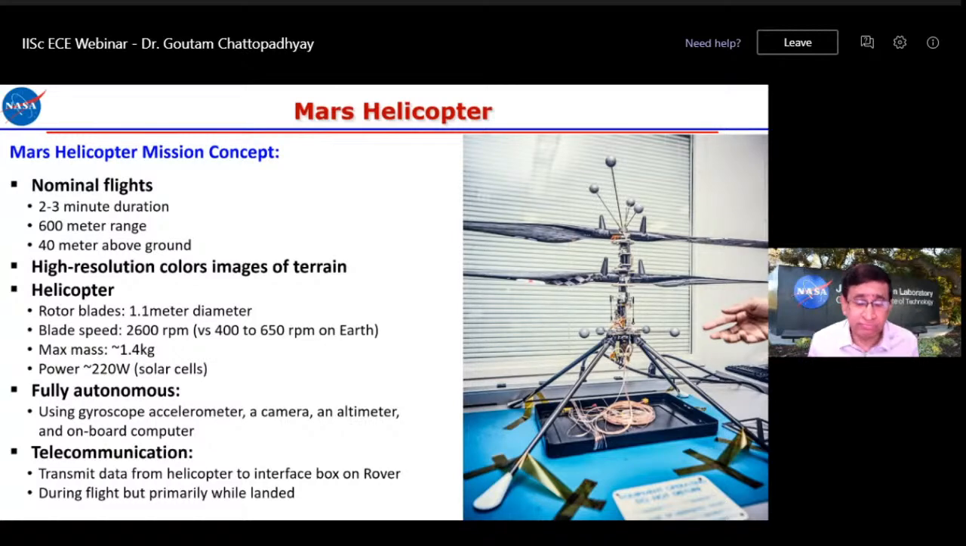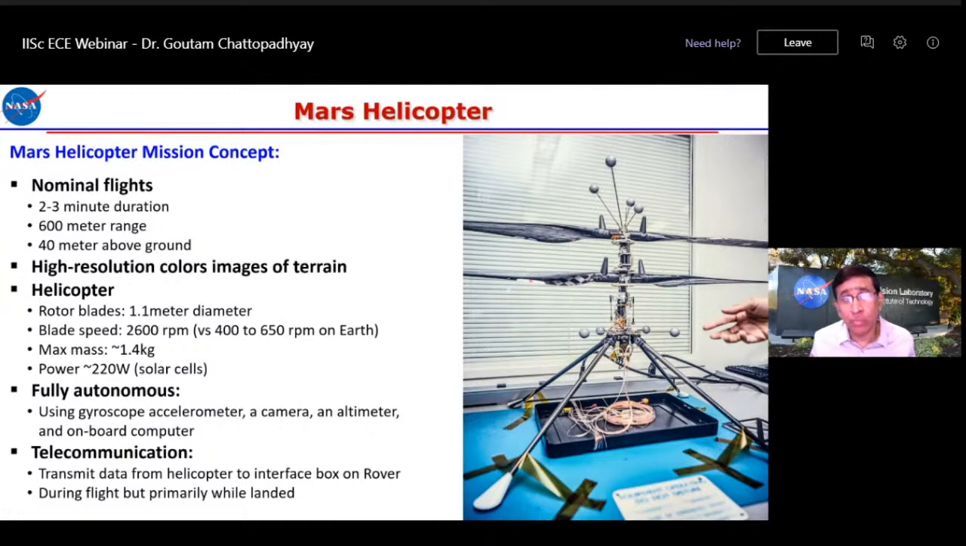So it sounds very nice. However, flying a helicopter on Mars is much different than flying a helicopter on planet Earth. When you fly a helicopter on Earth, the rotor blade that goes around runs at about 400 to 600 RPM, revolutions per minute. But Mars has a much lighter atmosphere. So to have the lift that we need, the blade speed has to be about 2600 RPM, and these people also came up with a multiple blade structure that is lightweight and has the required lift.